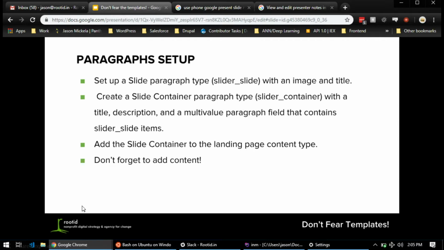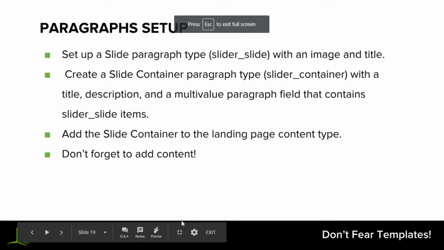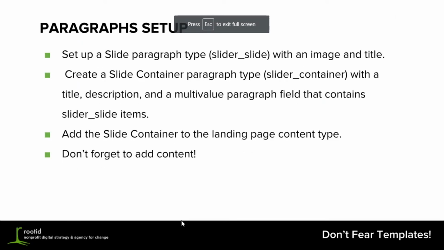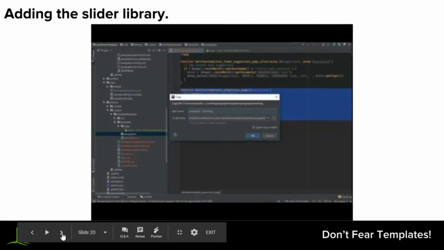So here's how we're going to set up our paragraphs. We're going to set up a slide paragraph type. We're going to call it the field slider slide with an image and a title. We'll create a slide container paragraph type with a title, description, and a multi-value paragraph field that contains slider slide items. We'll add the slide container to the landing page content type, and we're going to add some content so that we can actually feel like we accomplished something.